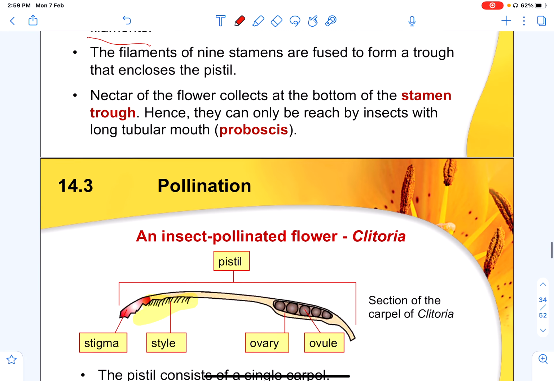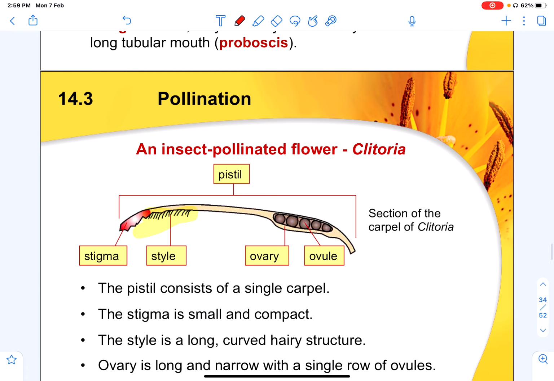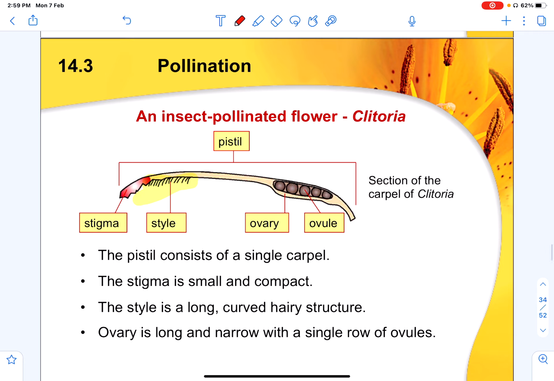So what it means is that the insect would have to move further into the flower in order to reach the nectar and then to deposit maybe their pollen grains. So the pistil consists of a single carpel, and the stigma is small and compact. This is another feature that you can use to describe an insect pollinated flower, because the stigma tends to be hidden inside the flower and not protruding out of the plant, unlike the wind pollinated flower. The style can be long and have a curly, hairy structure.